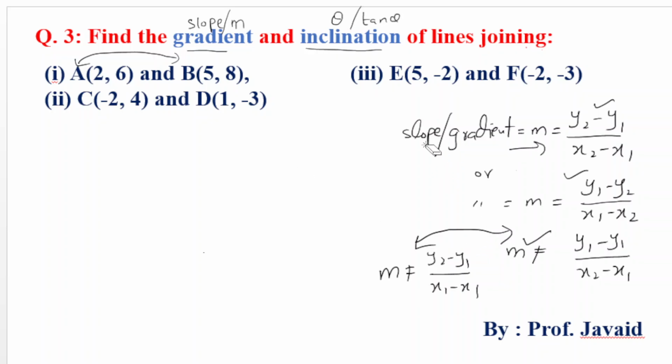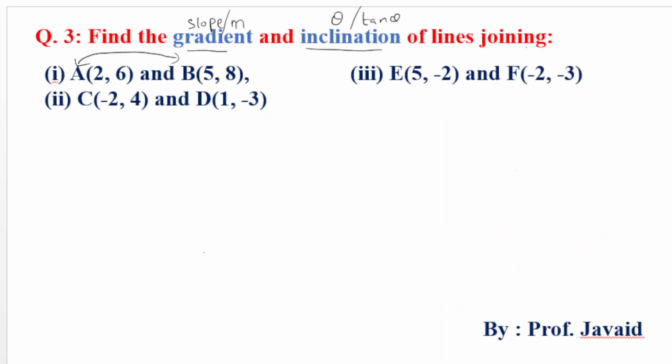So let's move toward the question. Let's write the question, the first question that we are going to start. Here A is (2, 6) and B is (5, 8). These are the coordinates of A and B.